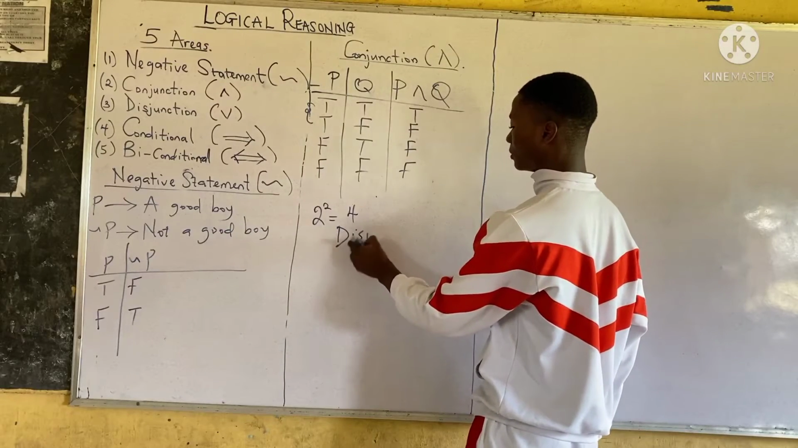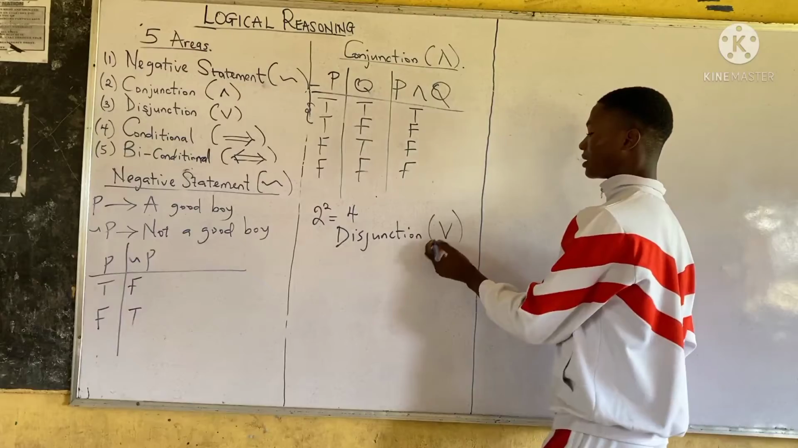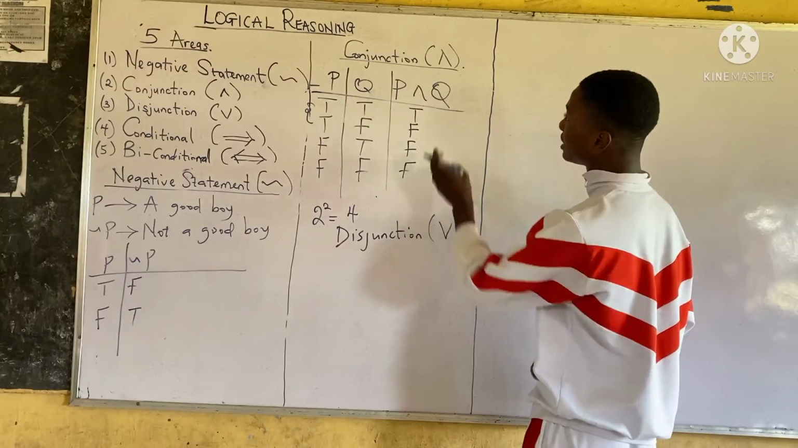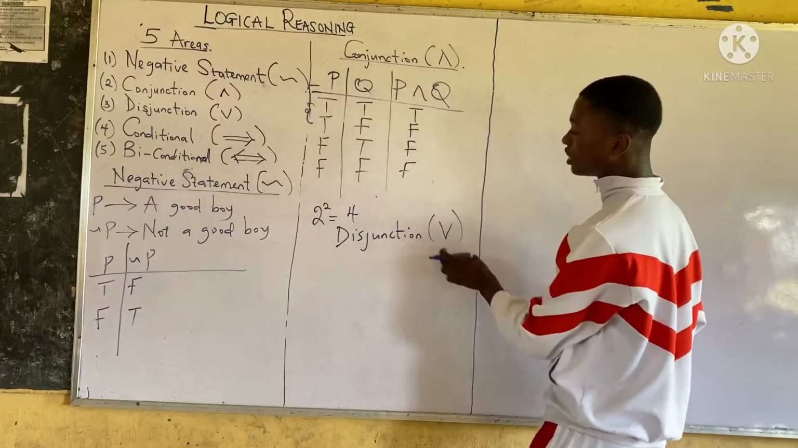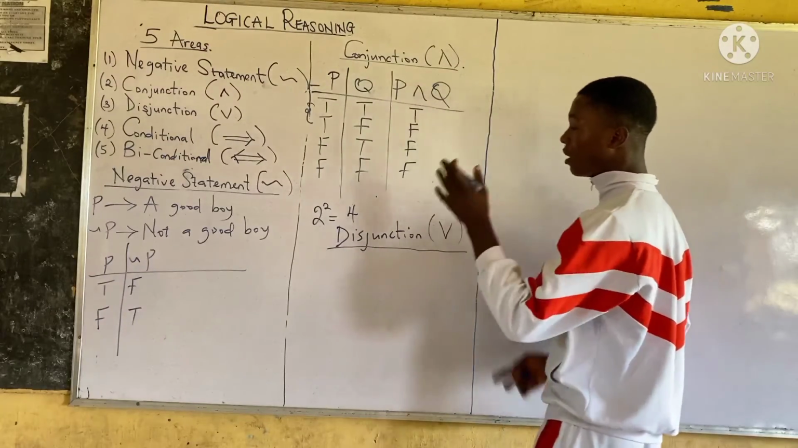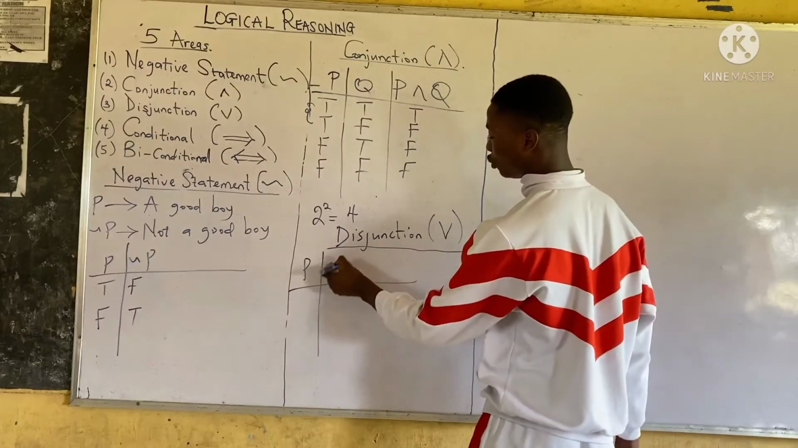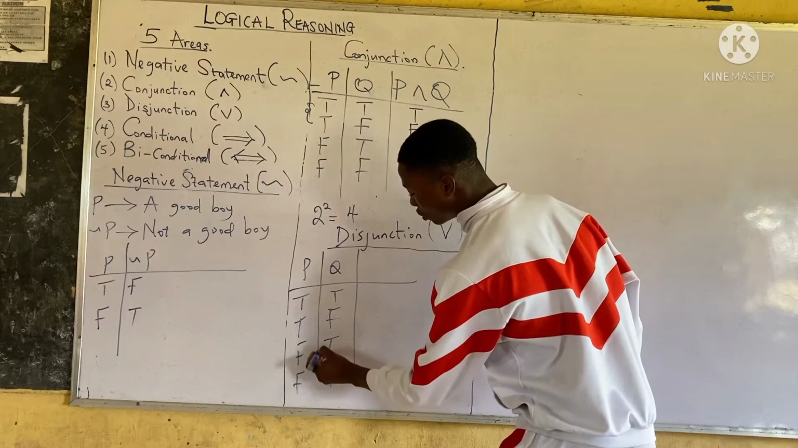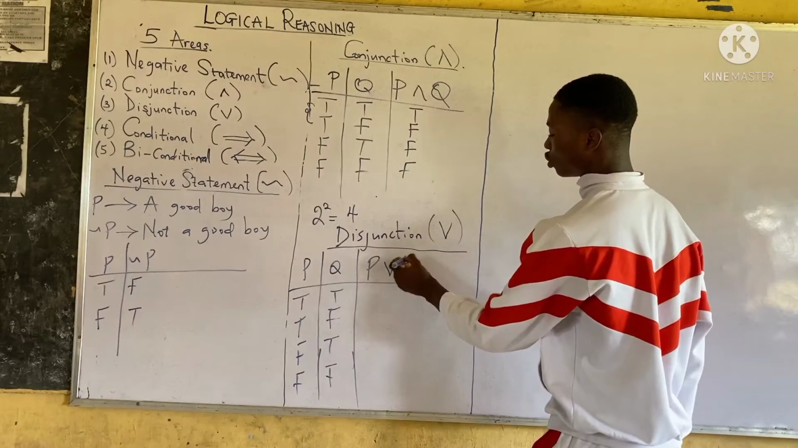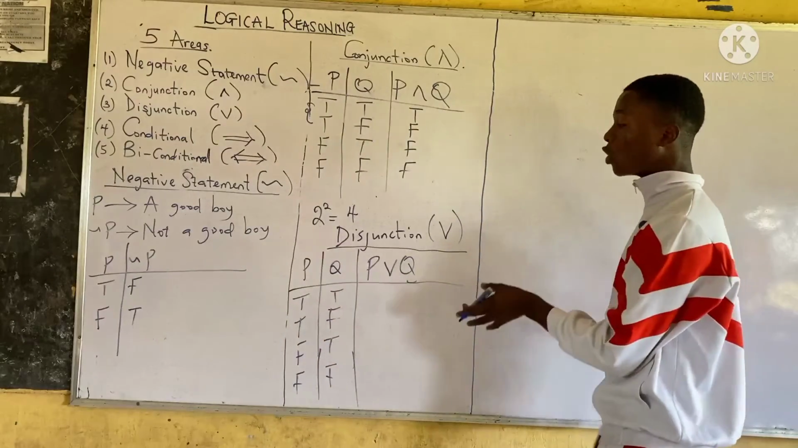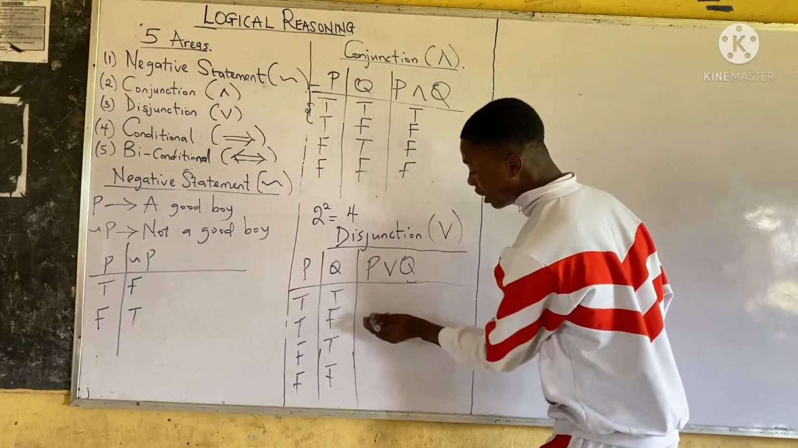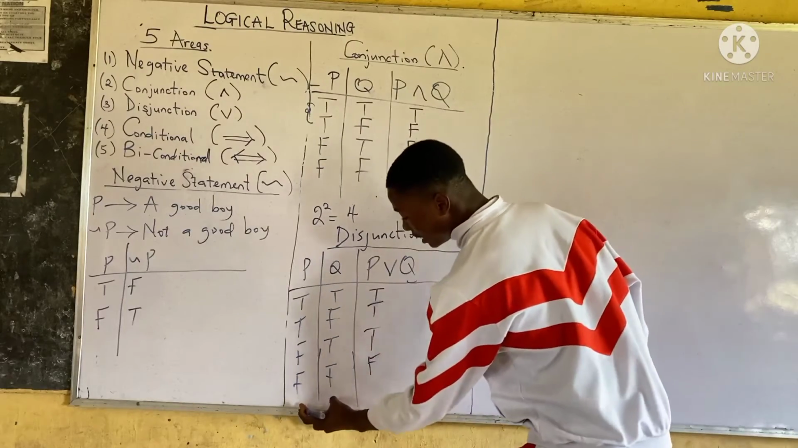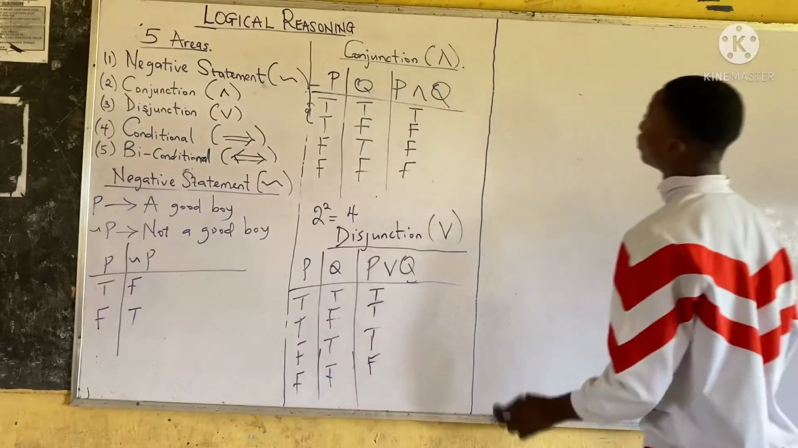Now coming to disjunction. In disjunction, this is the symbol. Now looking at this disjunction and this conjunction, you will see that it's like the opposite. This one we said it is true when both P and Q are true. But this one, it will be false when both P and Q are false. Now let's say we have P and we have Q. Okay? Now this is true, true, false, false, and true, false, true, false. Okay? Now we have P disjunction Q. Okay, now I told you that it is false when both P and Q are false. So it means these 3 here, all of them, they are true. But this one is false, which means it is false when both P and Q are false.